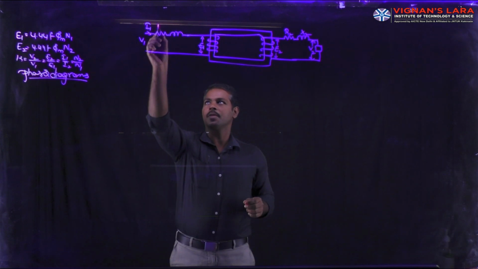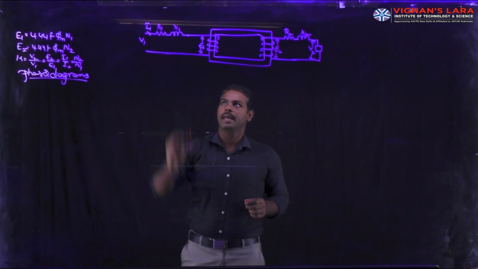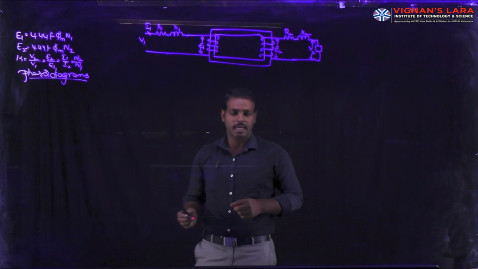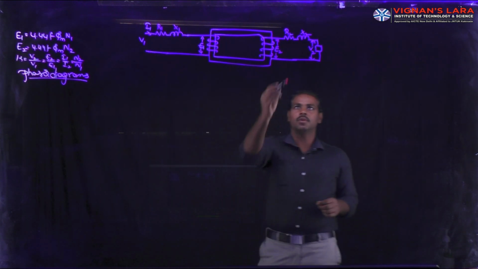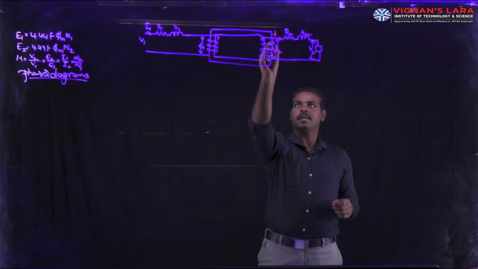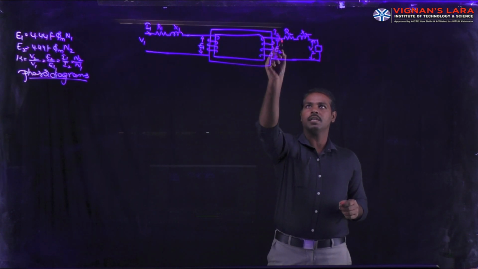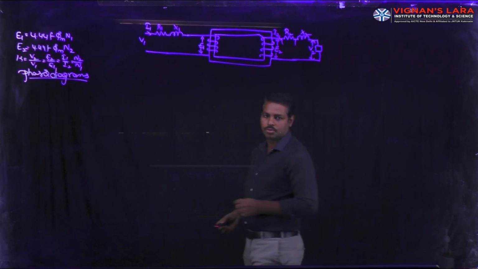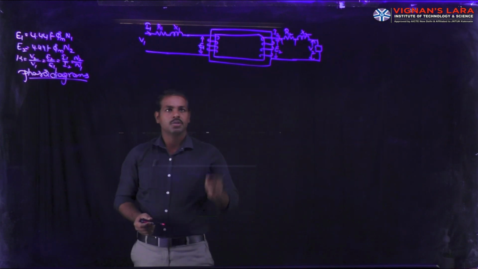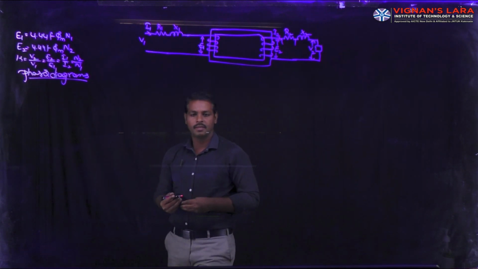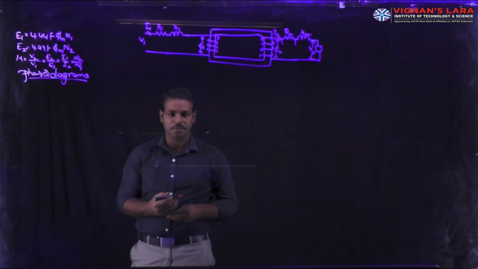So the resistance of the primary is R1 and X1. Voltage drop across each element is I1 into R1, I1 into X1. In this, the voltage drop across the secondary winding, with current I2, is I2 into R2. Voltage drop across the inductance is I2 into X2. So based on this diagram, we can draw the phasor diagrams of a transformer.